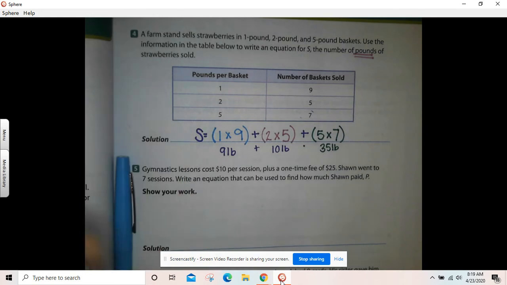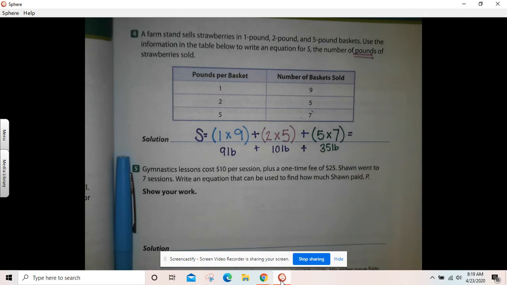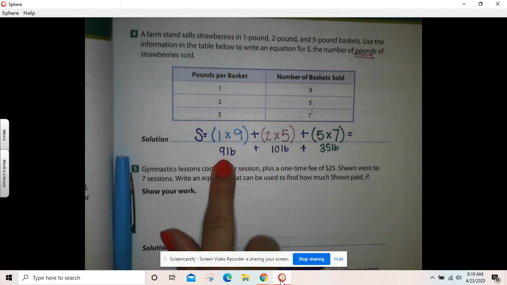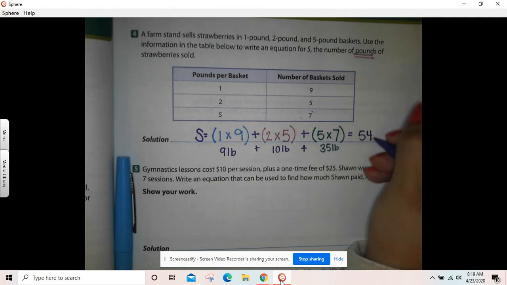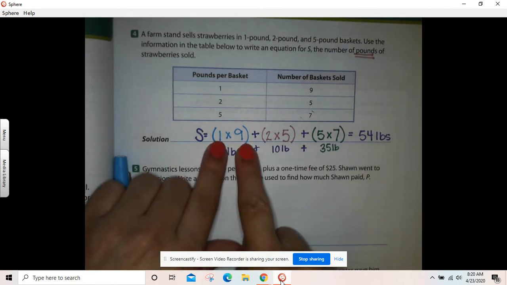So I could actually solve this, which I don't think it asked you to do, but we're going to do it anyway. I know 35 plus 10, it's 45, plus 9 more should be 54 pounds of strawberries. All right, so you should have an equation that looks something like this. It doesn't have to look exactly like this, but I'm going to go back and check.